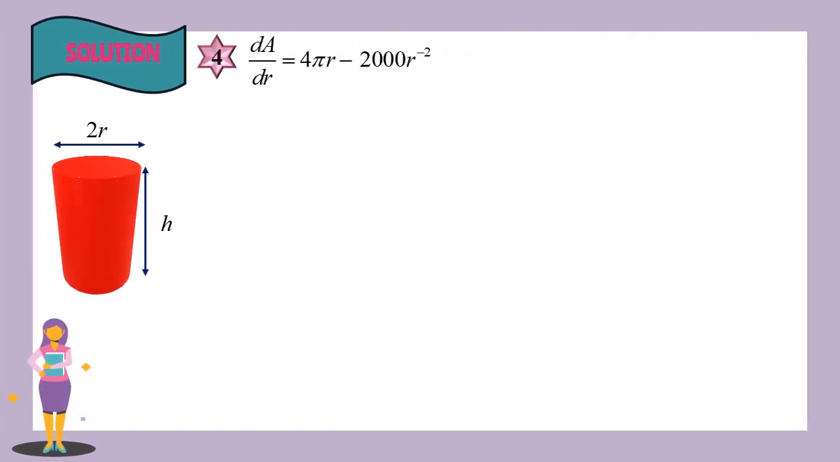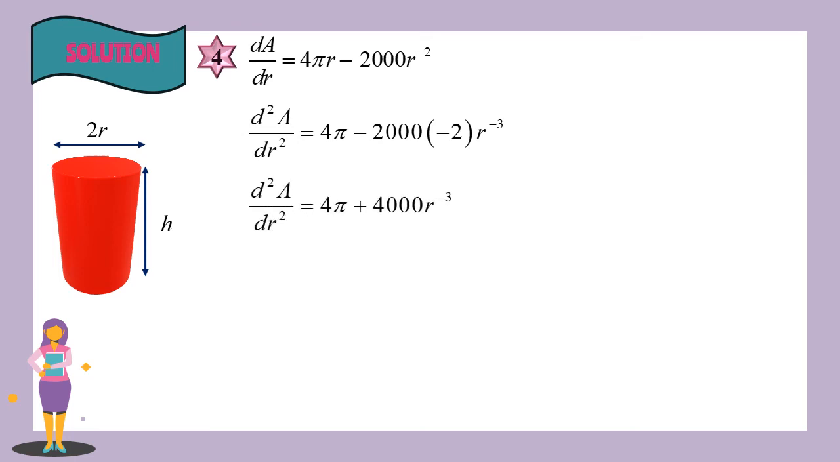Okay, so the next step is to verify whether the critical number we found is the minimum or maximum. By using the second derivative test, we have to differentiate for the second time. So we have d squared A over dr squared equal to 4 pi minus 2000 multiplied by negative r to the power of negative 3. So simplify, we get 4 pi plus 4000 multiplied by r to the power of negative 3. Then we just substitute the value when r equals 5.42.